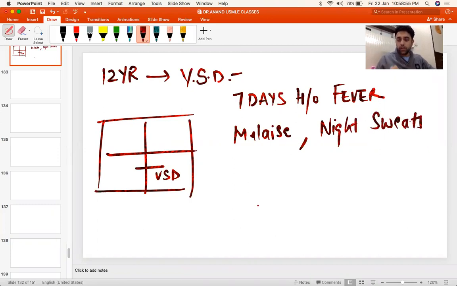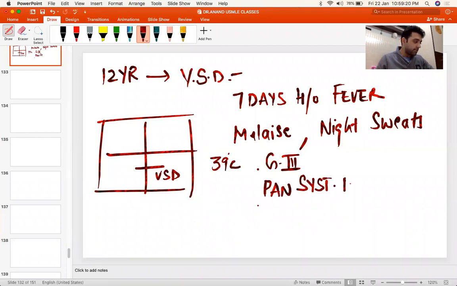Again, I'll repeat, 12-year-old. So a 12-year-old girl, a case of ventricular septal defect. She's a diagnosed case of VSD, and she's coming to you with a 7 days history of fever, malaise, and night sweats. Her fever was around 39 degrees Celsius, and she's having a grade 3 pansystolic murmur, and she's also having some kind of lesions on the arms and the legs.